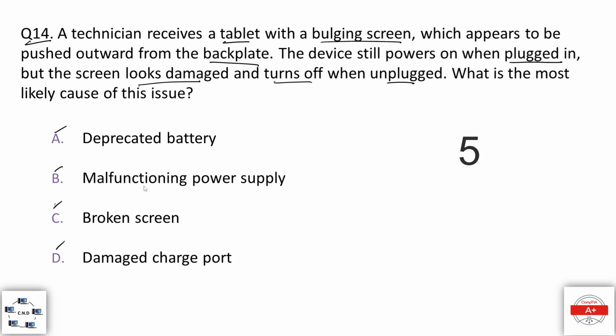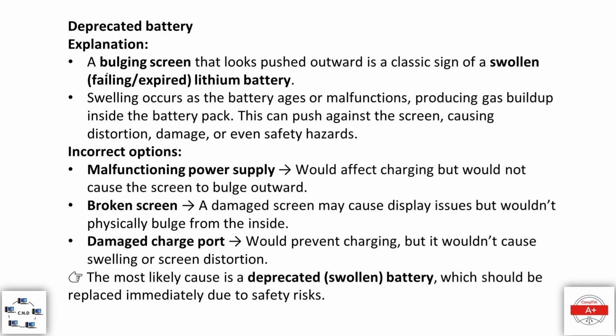And the correct option is option A, deprecated battery. A bulging screen that looks pushed outward is a classic sign of a swollen, failing or expired lithium battery. Swelling occurs as the battery ages or malfunctions, producing gas buildup inside the battery pack. This can push against the screen, causing distortion, damage, or even safety hazards.